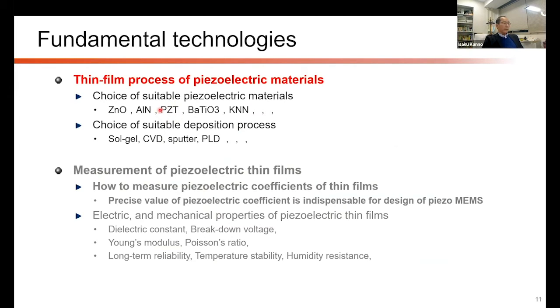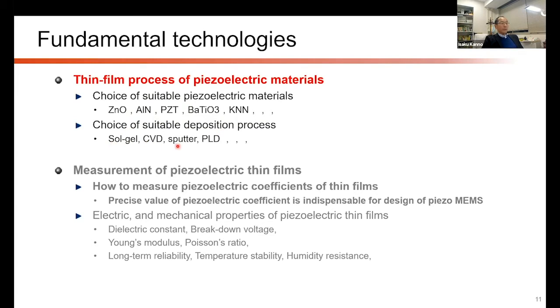You know, PZT is the most popular material for piezoelectric applications. So the PZT thin film is the most popular even for piezo MEMS. But scandium doped aluminum nitride and KNN have attracted attention, not only for being lead-free, but also because the piezoelectric property of these materials is increasing year by year.